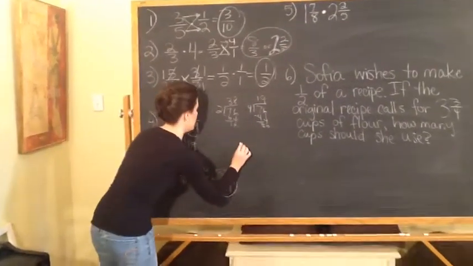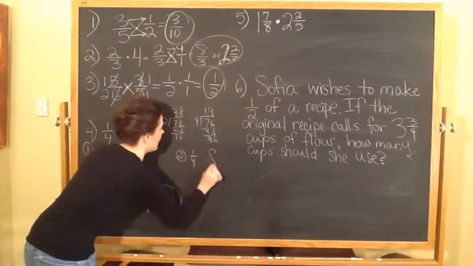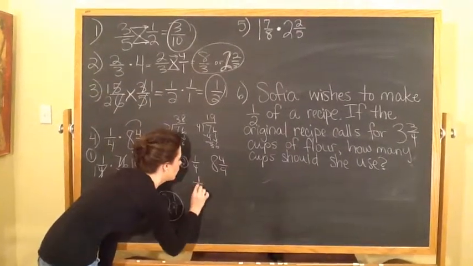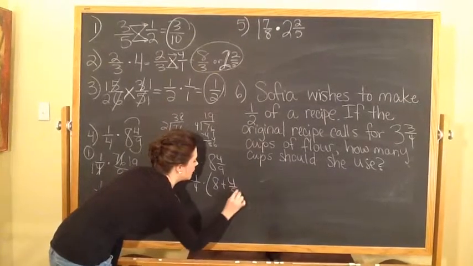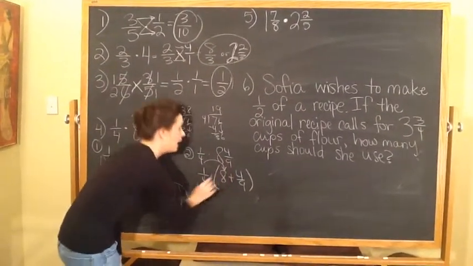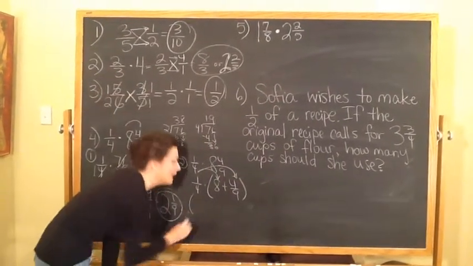So let's go ahead and try it the other way. We have way 2. We have 1/4 times 8 and 4/9. So I'm going to go ahead and separate this. So I'm going to have 1/4 times 8 plus 4/9. So now comes the distributive property. We're going to do 1/4 times 8, and we're going to do 1/4 times 4 over 9. So I'm going to write it in parentheses.